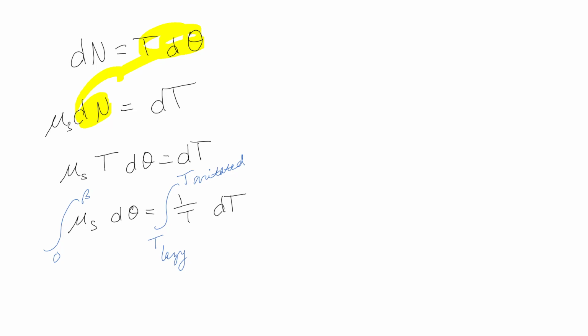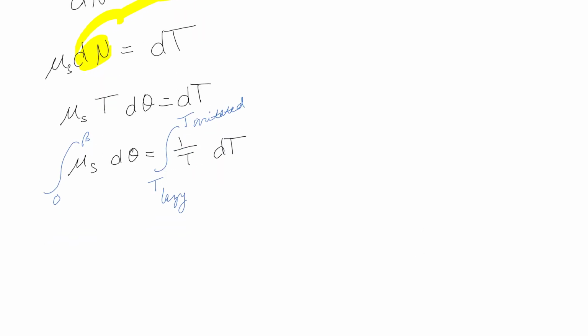Because I'm super good at math, I know that if I integrate d theta, because mu_s is a constant, I'm just going to get theta from 0 to beta. I'm kind of a genius when it comes to integrating constants. So I've got mu_s beta on the left, or if you want to be obnoxious, beta minus 0. And on the right, I have the integral of 1 over T, which is the natural log of T, evaluated from lazy to irritated.